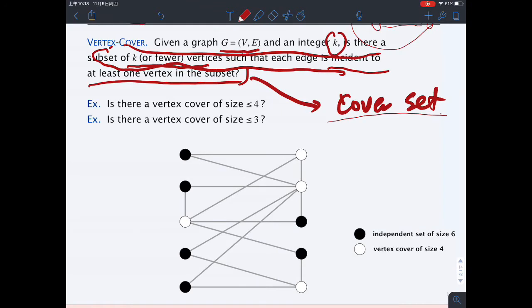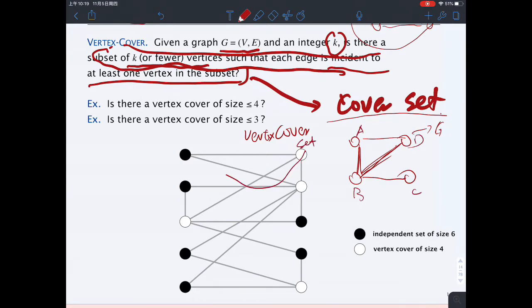Let me give you an example. If I have a graph like this, let me draw things this way. This is the graph we have. Let me give you an example of a vertex cover set. We have vertices A, B, C, D, and the claim here is that A, B, D is a cover.